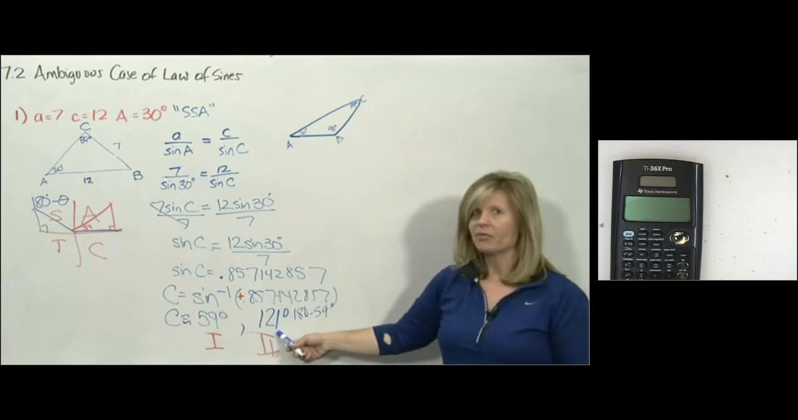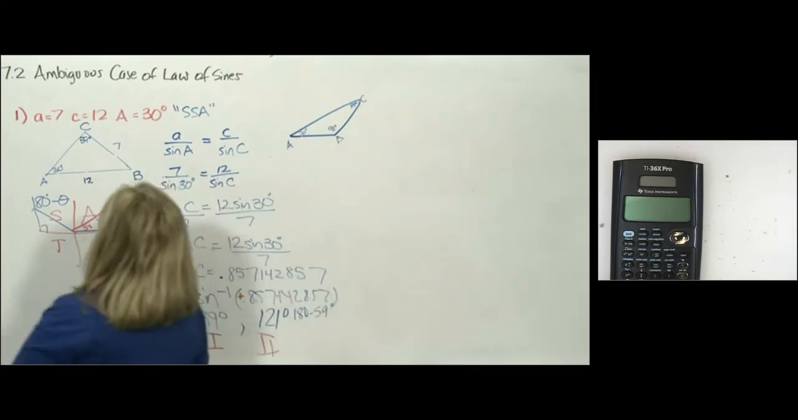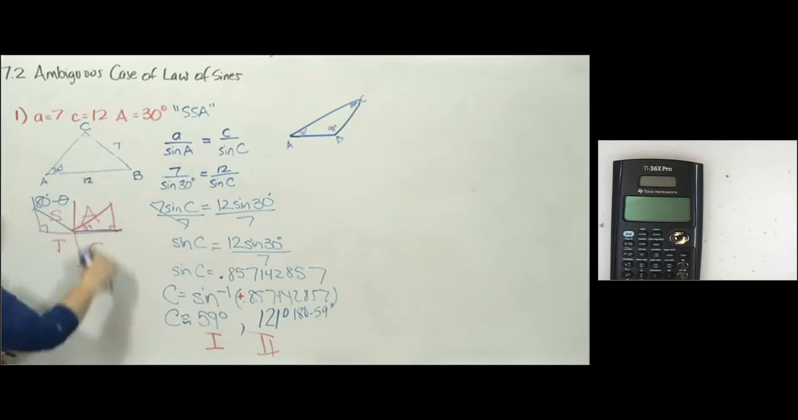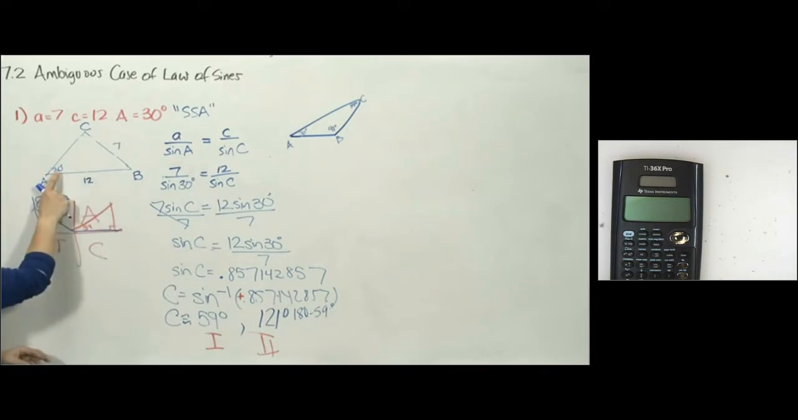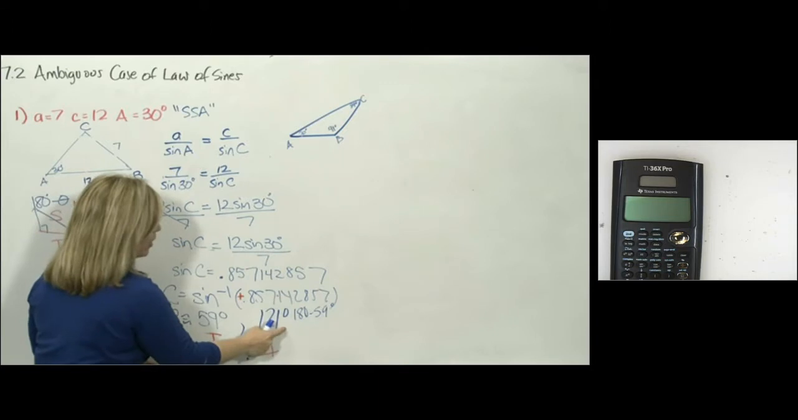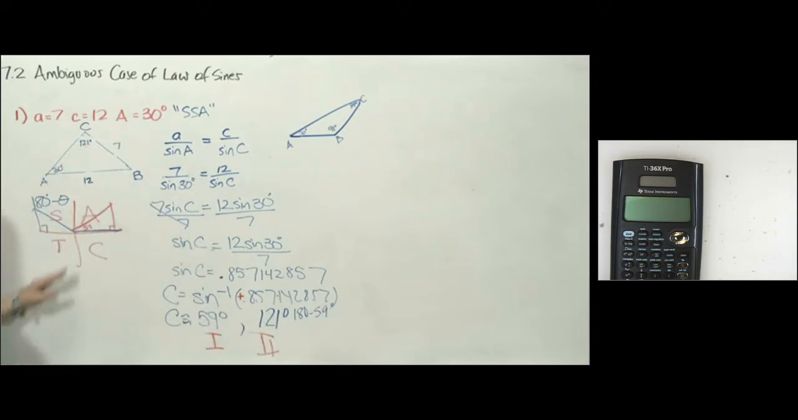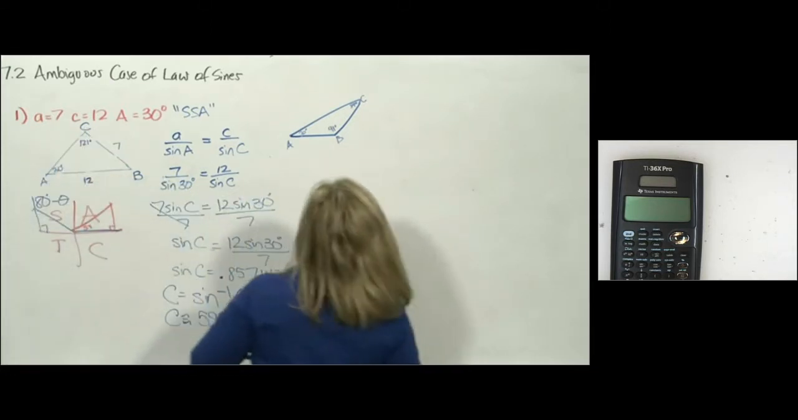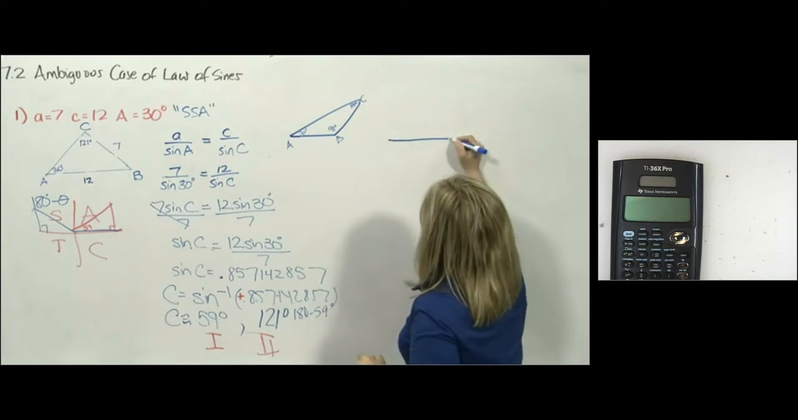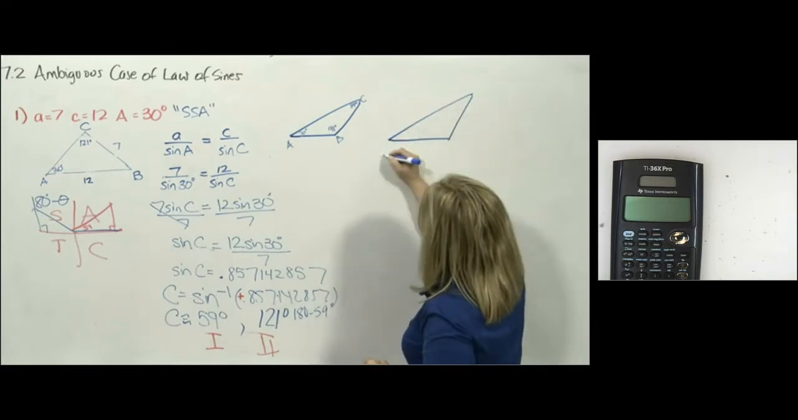Now you're going to say, well, what about this? Let's do it again. We know angle A is 30. It's not changing. But now we want to know, can angle C be 121 degrees? Well, if you have 30 degrees and 121 degrees, that only makes 151 degrees. There is still room to make another angle. So that also could be a possibility. So that is another obtuse triangle.